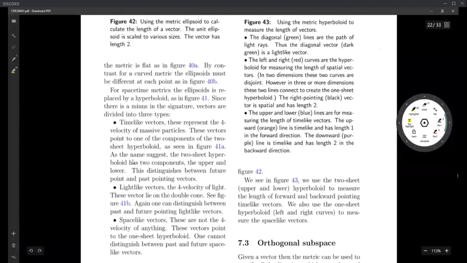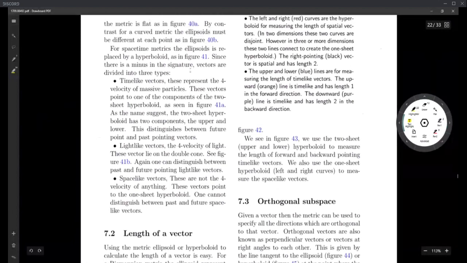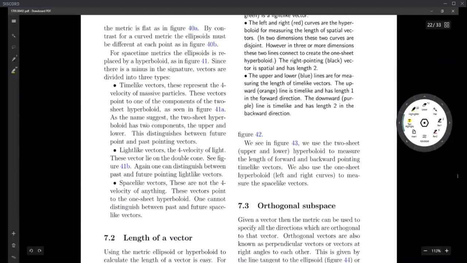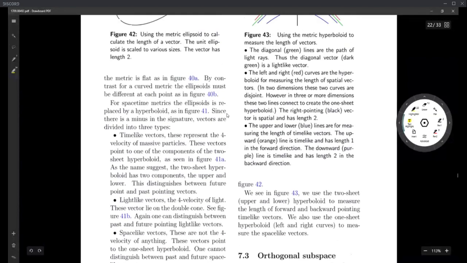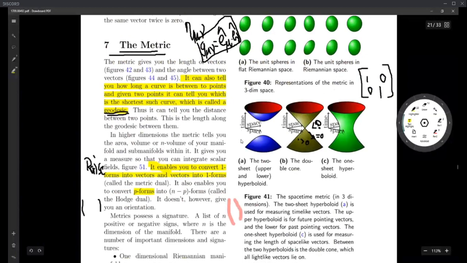And the reason we have three different representations of the same metric in Minkowski space is because these three vectors act in completely different ways. To start off, time-like vectors, well, they represent the velocity of massive particles is what the author is saying. I can't vouch for it, I've not studied it. But they point to one of the two components, always. So in a sense, you can distinguish between future-pointing time-like vectors and past-pointing time-like vectors. So you'd essentially use the metric in two sheets. One is an upper hyperboloid and one is a lower one, as shown in this diagram.